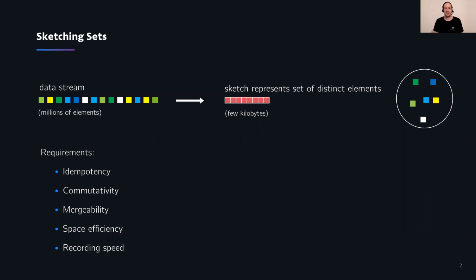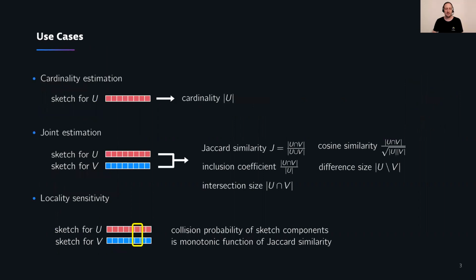What we expect from such a sketch is that the aggregation should be idempotent and commutative. Adding the same element multiple times or changing the processing order should not have any impact. It should be mergeable to support distributed processing, and of course it should be as space efficient and as fast as possible. We consider the following use cases.